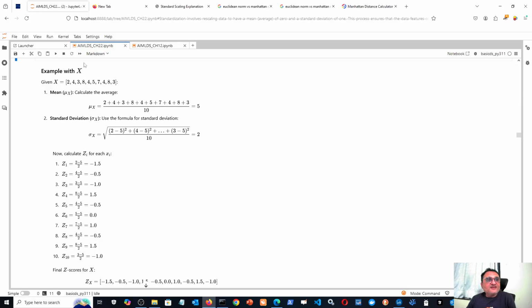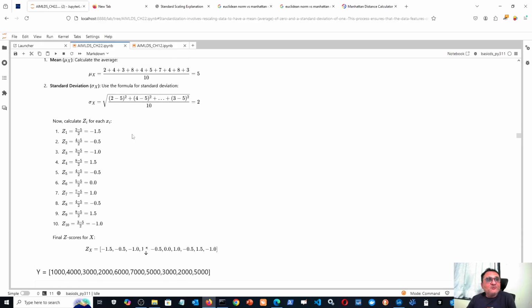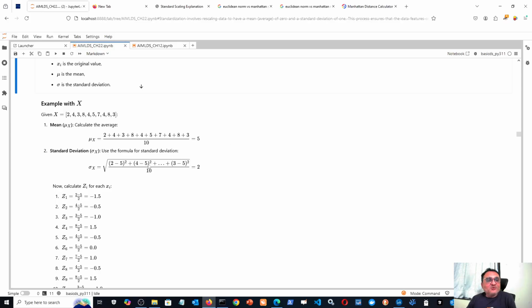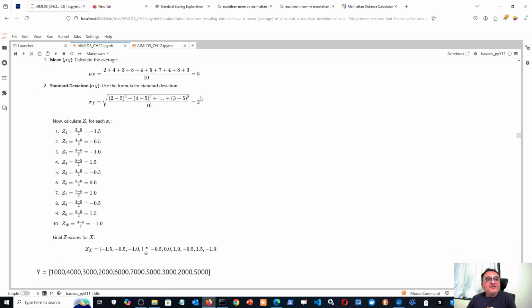So that is the first Z value. Second is 4 minus 5 divided by 2. Third is 3 minus 5 divided by 2. And similarly, the last 2 will be 8 minus 5 divided by 2, and 3 minus 5 divided by 2. Okay, so each observation minus the mean value, divided by the standard deviation.